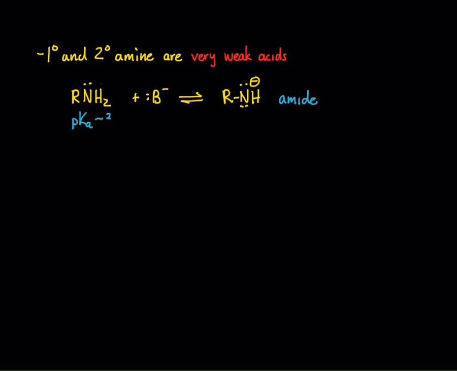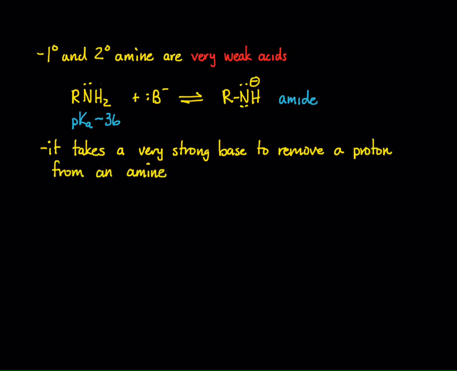Now the pKa of amines is about 36. So it's not a very strong acid at all, right? And therefore it takes a very strong base to remove a proton from an amine. And there are not very many bases that can actually remove a proton from an amine. One such base that can is what's called an alkyl lithium reagent, which is RLi, right? This is a carbon-metal bond. It's an organometallic compound, and we'll talk about them a little bit later on in more detail. But alkyl lithium reagents can do so.